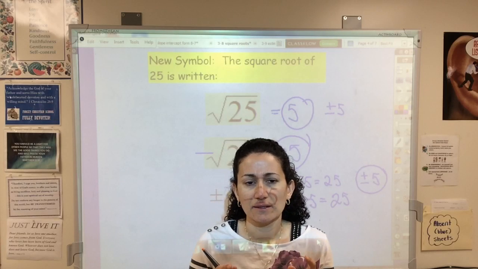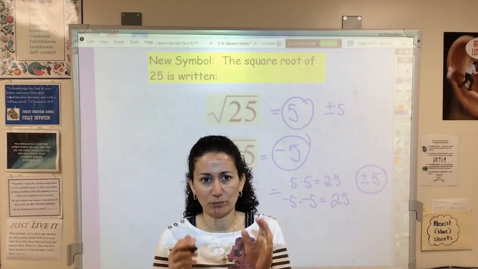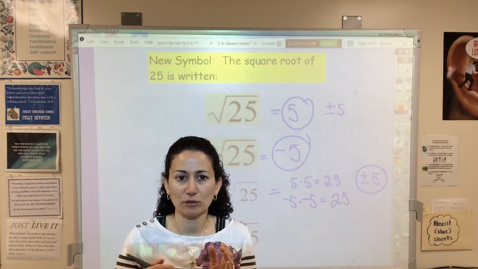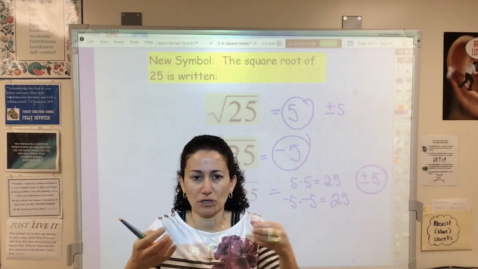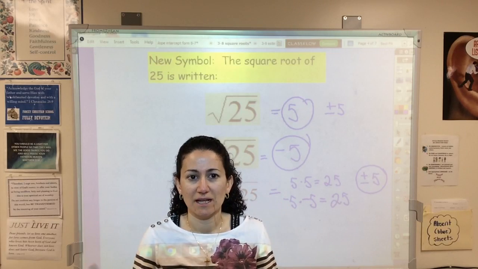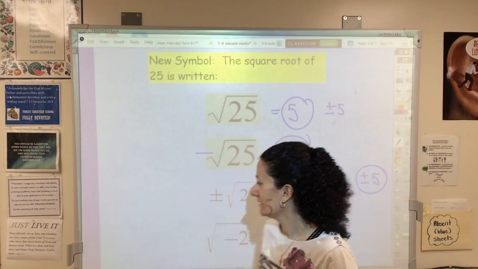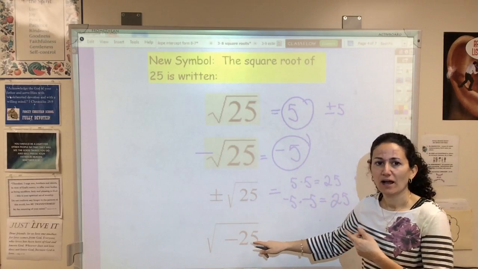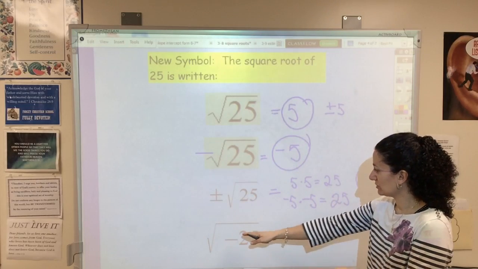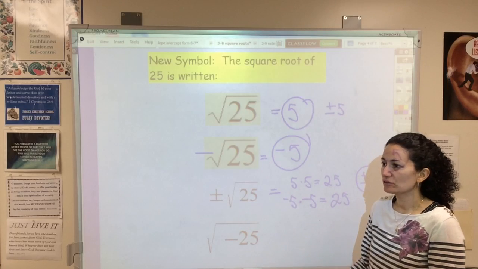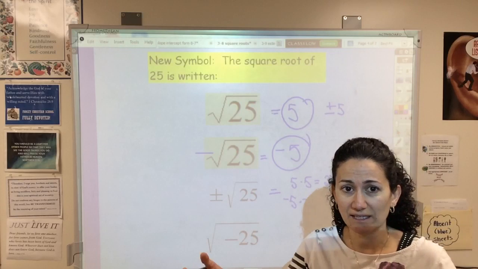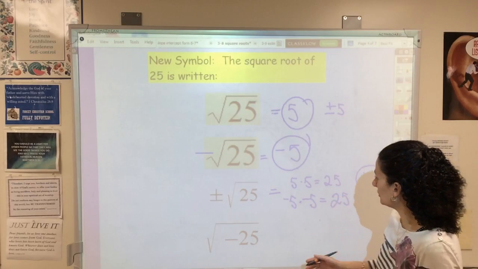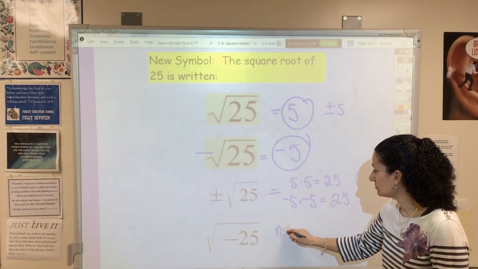Think about it. The only way to get a negative product is when you multiply a positive by a negative. So those roots are going to be two different numbers. There is no way to get the square root of a negative number. There's no way to multiply a number by itself, the exact same number, and get a negative. It's impossible. So this is no solution.